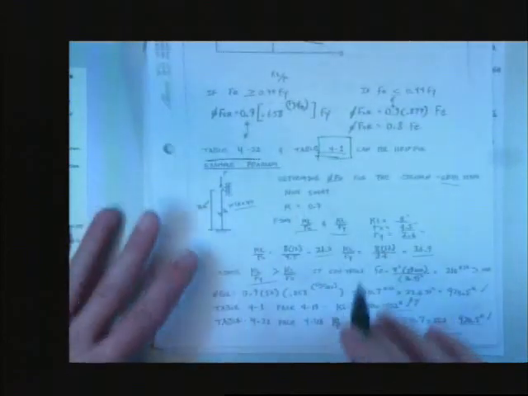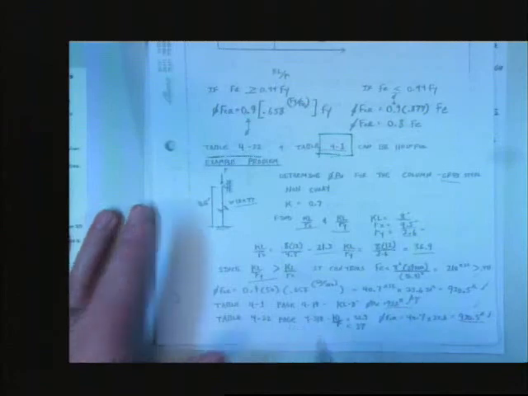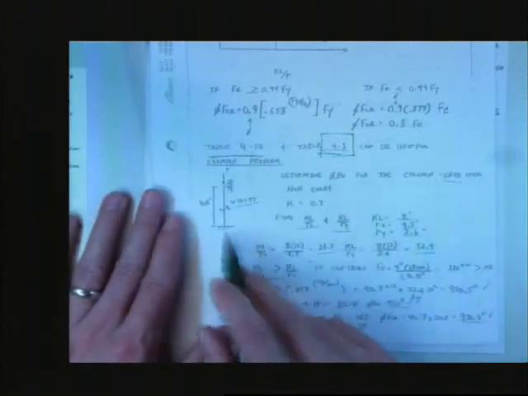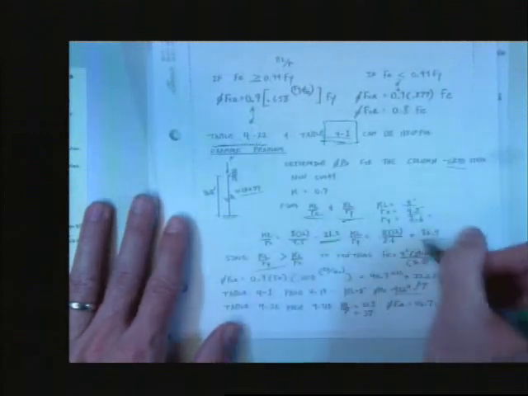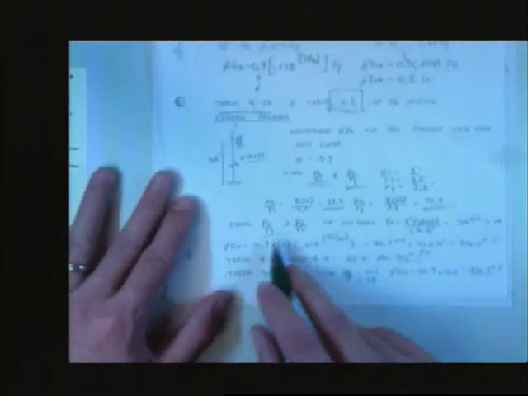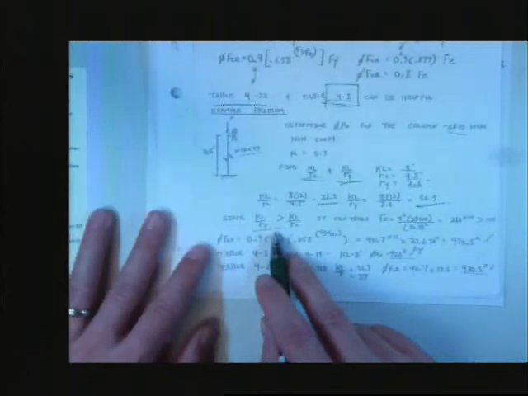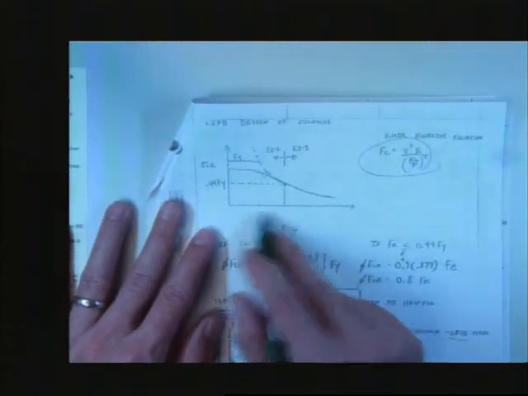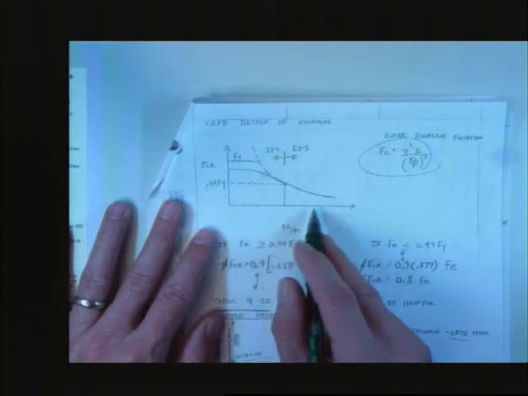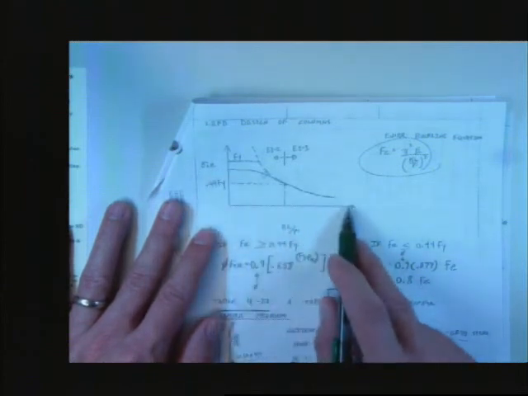So I work an example problem here. The very first step is to find if it's sway or no sway, and the answer is no sway for this one. Solve for KL over R about my X and my Y, and find out which one's larger. Why does that matter? The larger KL over R controls. How do I know? Because it goes back to my chart. As the largest KL over R gets larger and larger, what happens to the capacity? It gets smaller and smaller.